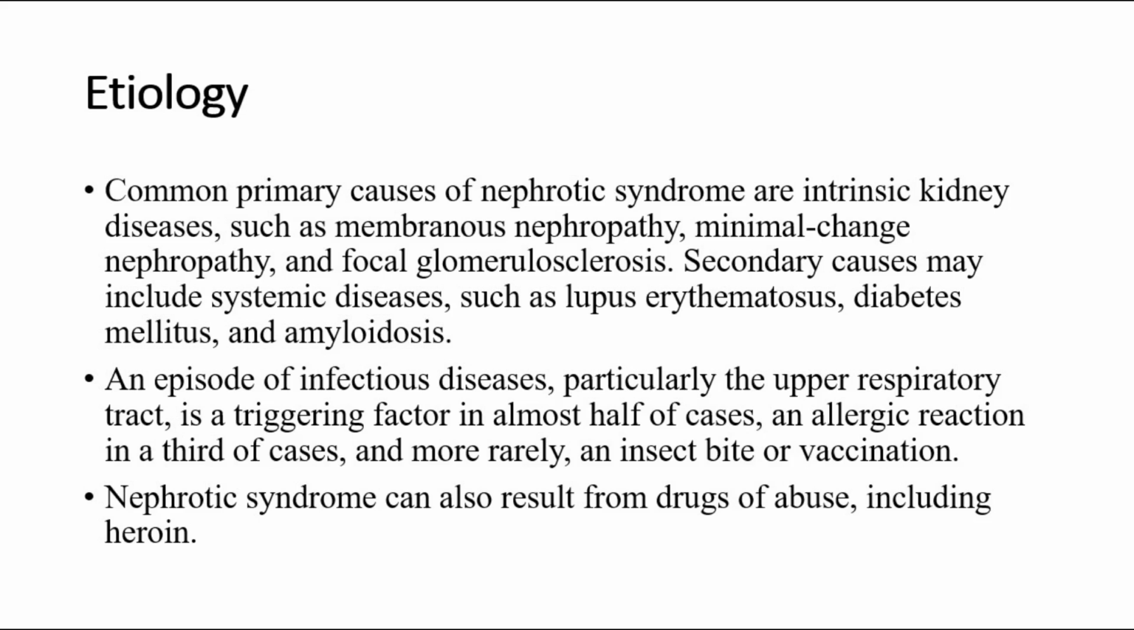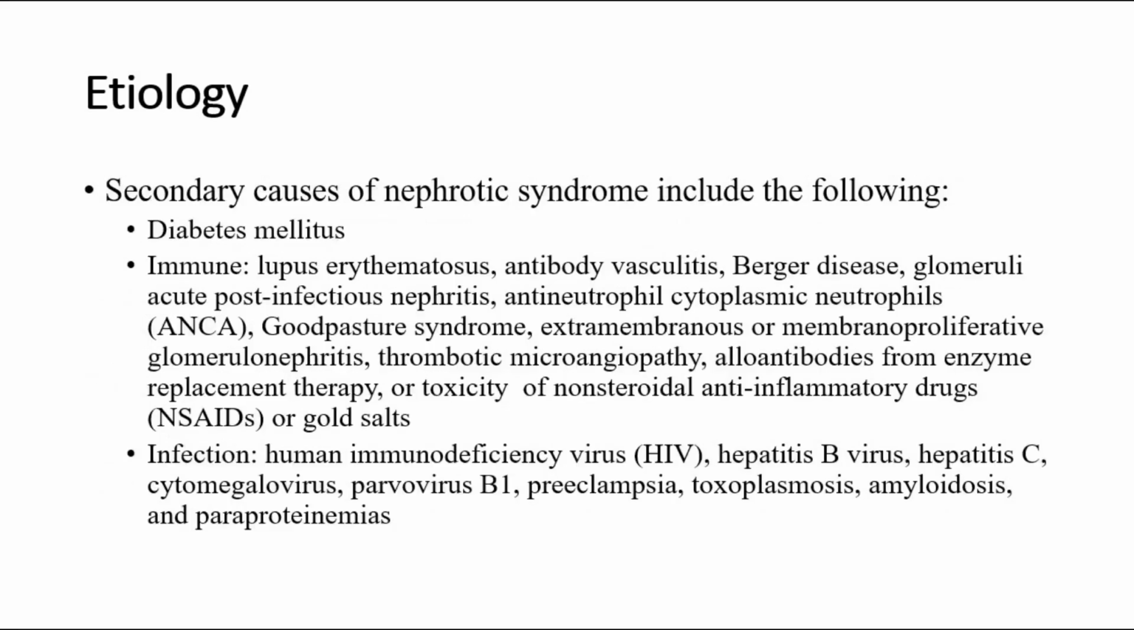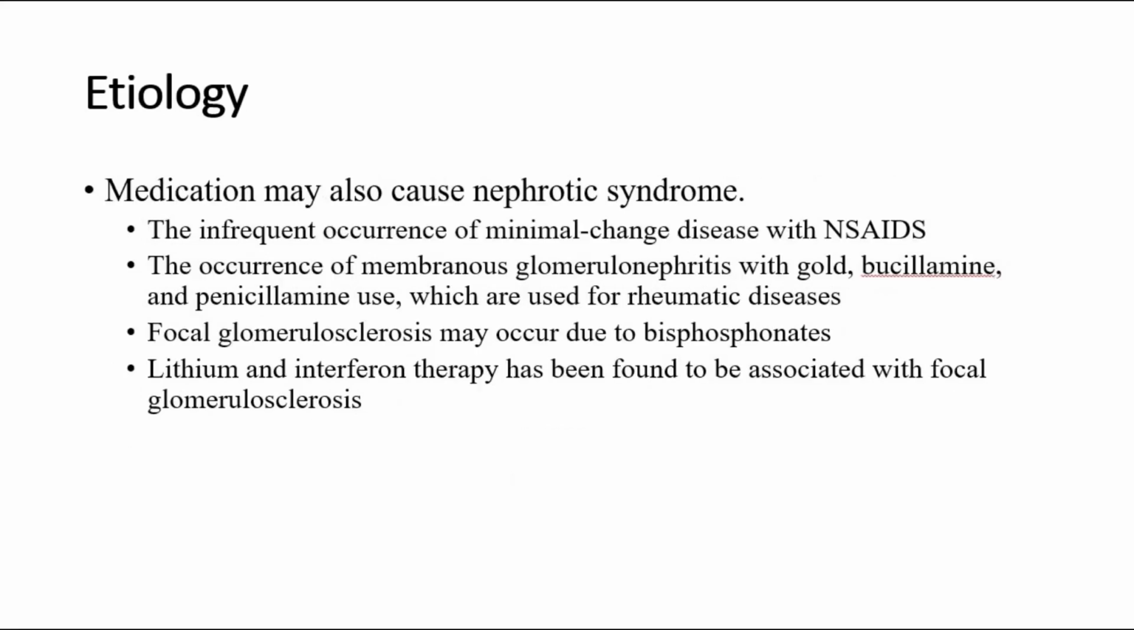An episode of infectious diseases, particularly of the upper respiratory tract, is a triggering factor in almost half of cases, an allergic reaction in a third of cases, and more rarely, an insect bite or vaccination. Nephrotic syndrome can also result from drugs of abuse, including heroin. Secondary causes of nephrotic syndrome include diabetes, autoimmune disorders, and infections as listed here. Medications may also cause nephrotic syndrome.